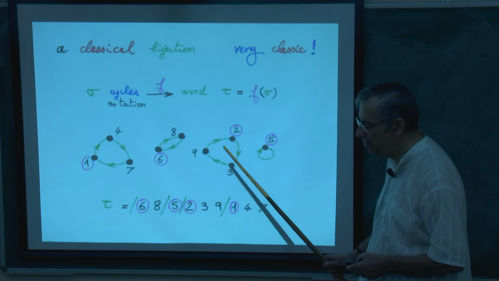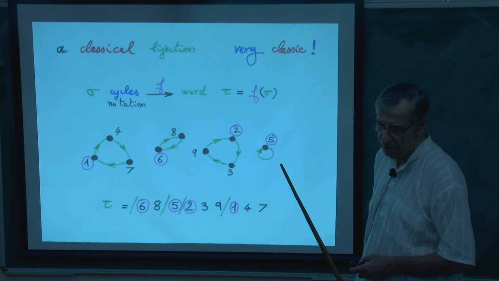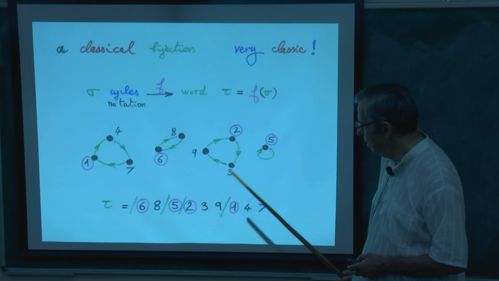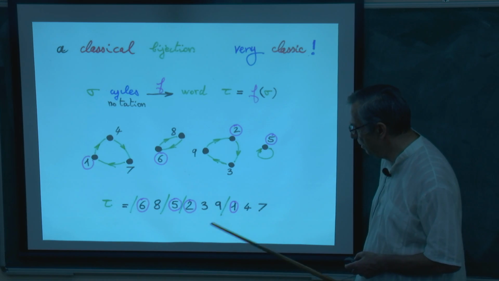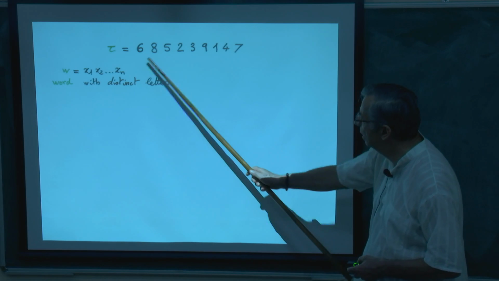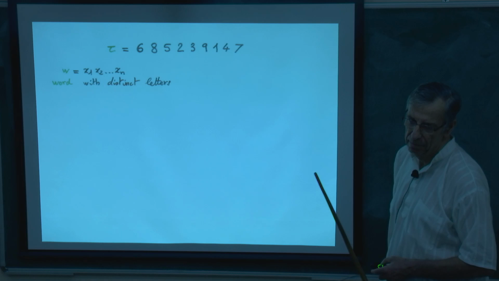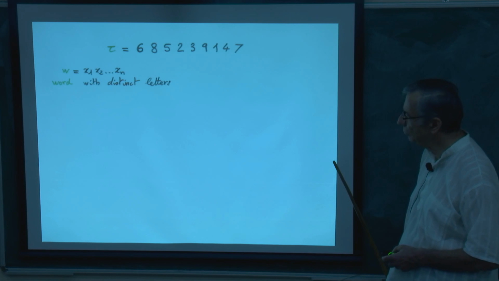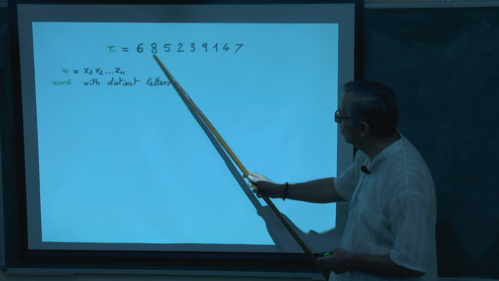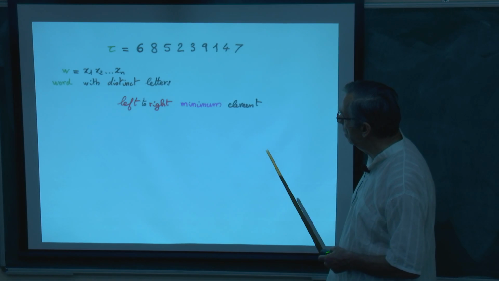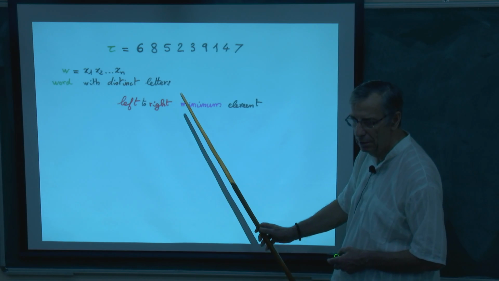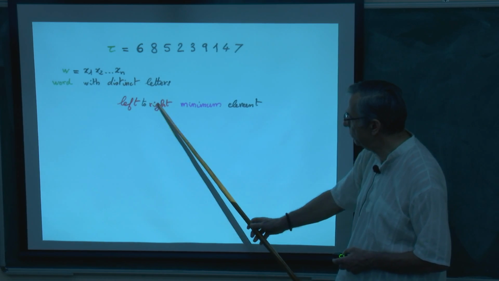And I claim that this is a bijection, transforming the cycles into a certain word with certain blocks. But if you forget all the blocks, I can reconstruct my cycle decomposition. So you start with a word with distinct letters. Then you take what is called a very classical object. This is a left to right minimum element.